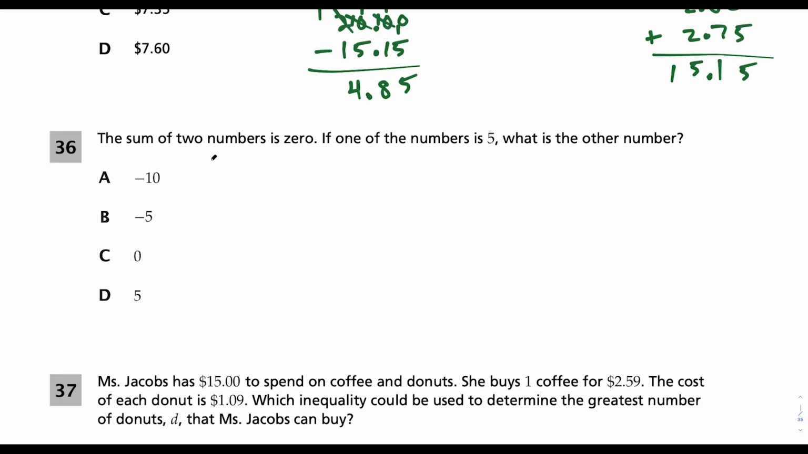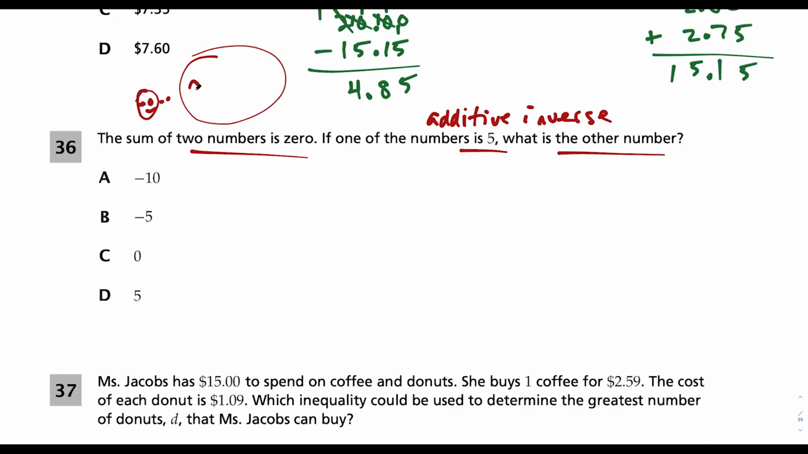So question 36, we have the sum of 2 numbers is 0. If one number is 5, what is the other number? So for this one, we want to know what is the additive inverse, okay? And the idea behind the additive inverse is that when I have something like, let's say A plus negative A is equal to 0. So you just take the opposite of that number, and when you add the opposite of a number, it's going to give you 0.